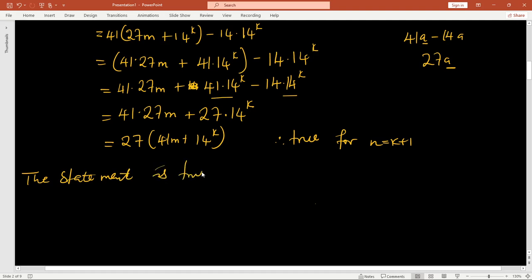So therefore, the statement is true under mathematical induction.